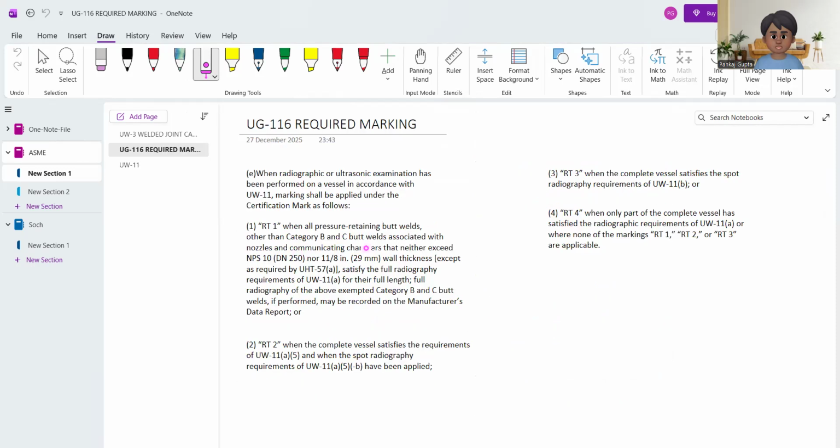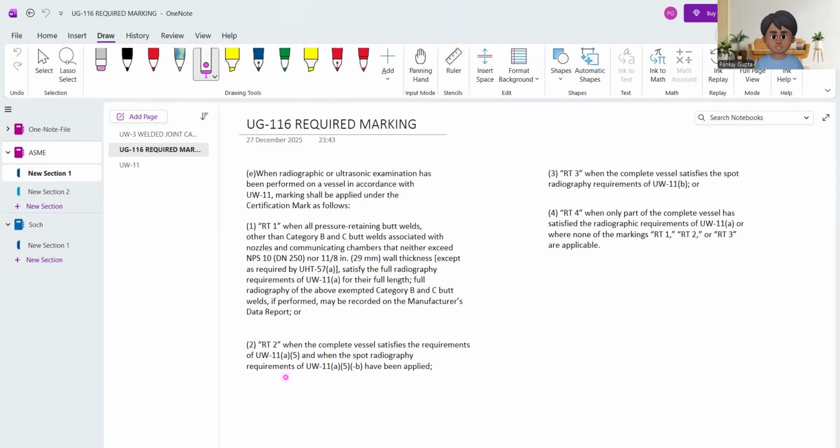Now the second one is RT2. As we know, there are RT1, 2, 3, 4, and we will discuss all 4 points. RT2 means when the complete vessel satisfies the requirement of UW 11(a)(5) and the spot radiography requirement of UW 11(a)(5)(b) has been applied. Many people get confused with these RT2 requirements, but they are very clear as per my understanding.